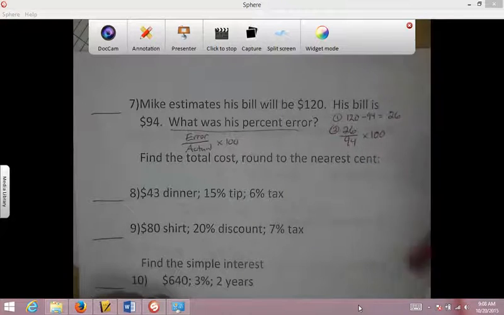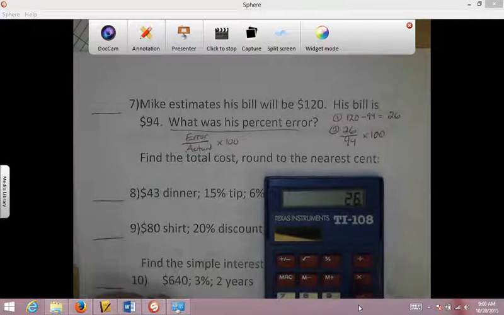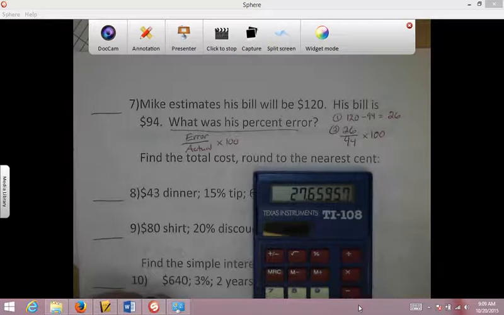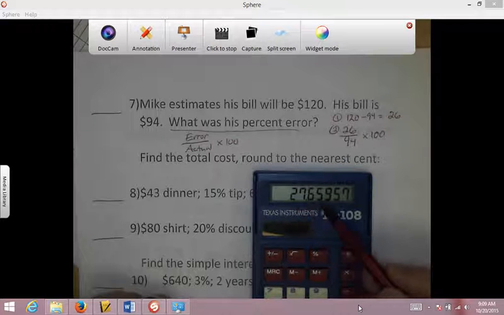And when you do that, 26 divided by 94 times 100, you end up with this big number right here, 27.65957. I told you to round this to the nearest whole number. So, you're going to look right here in the ones place. I know the decimal's hard to see. Then you look to the right. Is that number 5 or more? Yeah, so we increase this by 1, we're going to say it's 28%.